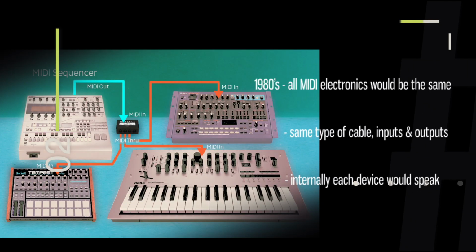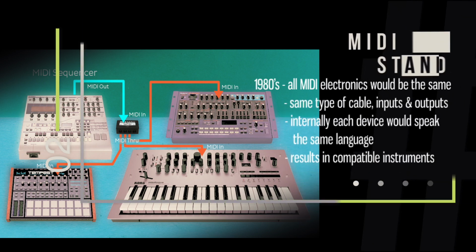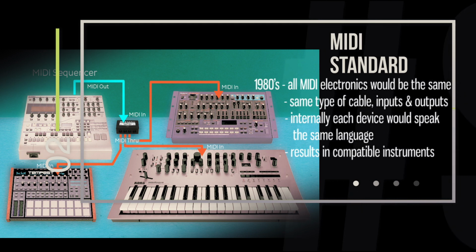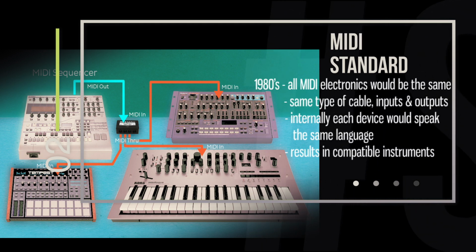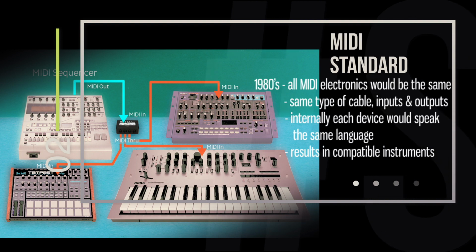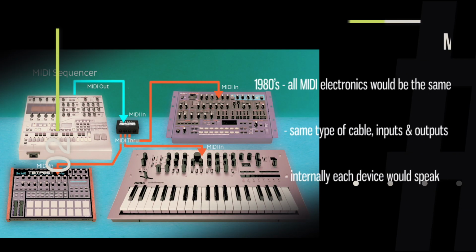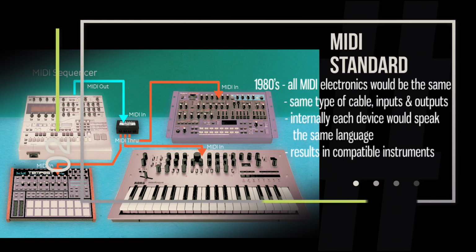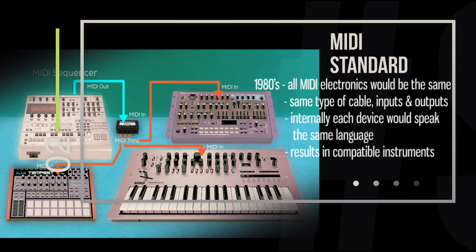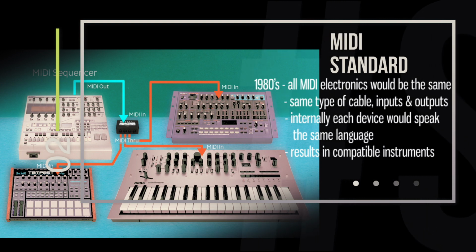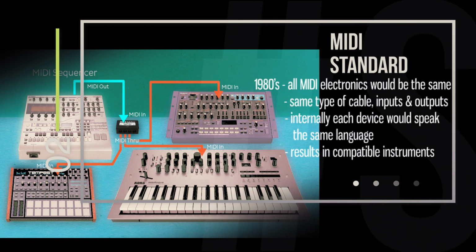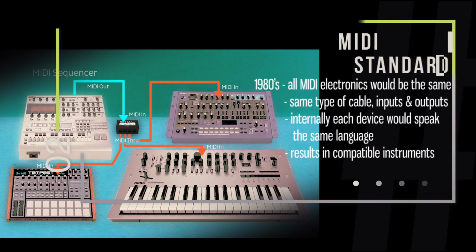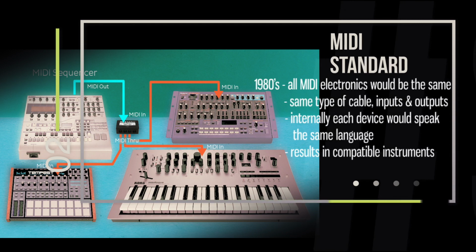So as we come to the 1980s, all synths now use the same type of cable. They all have the same types of inputs and outputs. Internally, each device speaks the same language, and the input and output information is sent out in a set format so that it can be interpreted and reinterpreted by multiple devices down the line, and everybody understands what everybody else is saying. Essentially, the collaboration produced completely compatible instruments. And this is absolutely game-changing in the world of music, as I'm sure you're well aware.